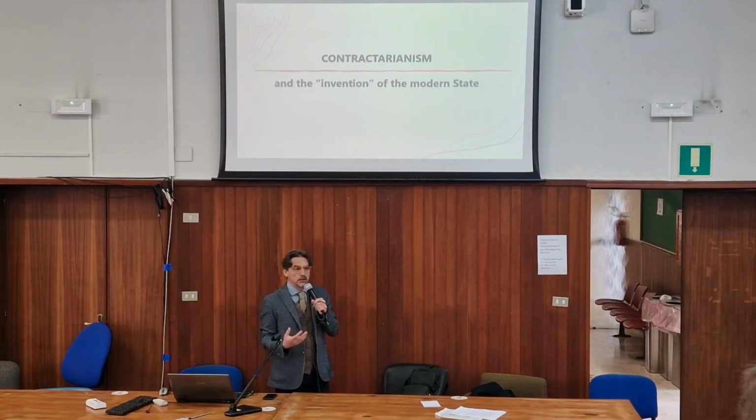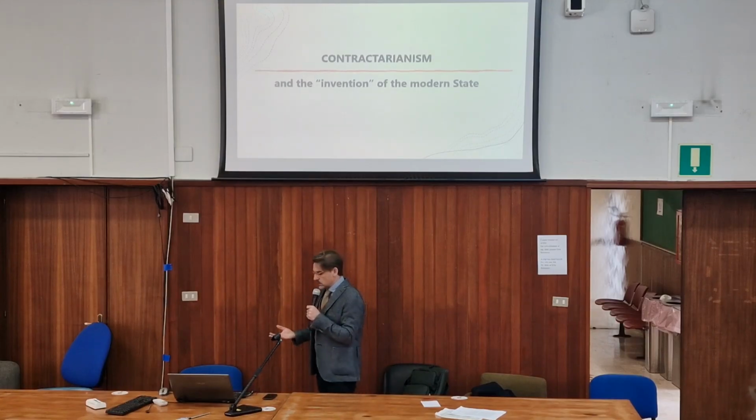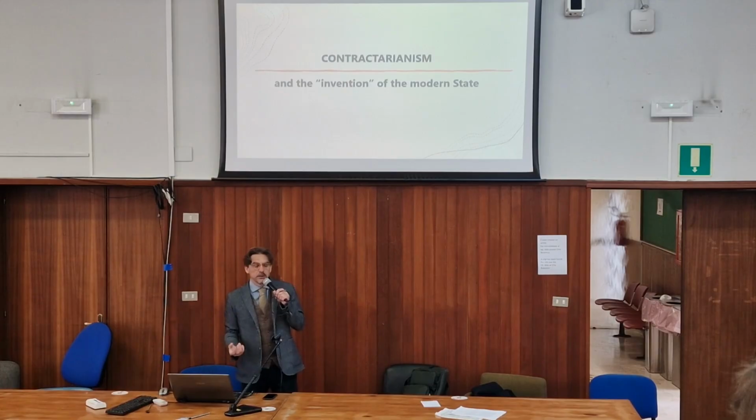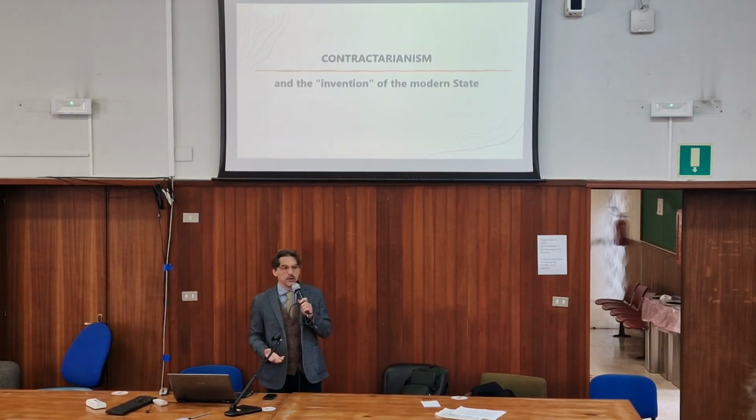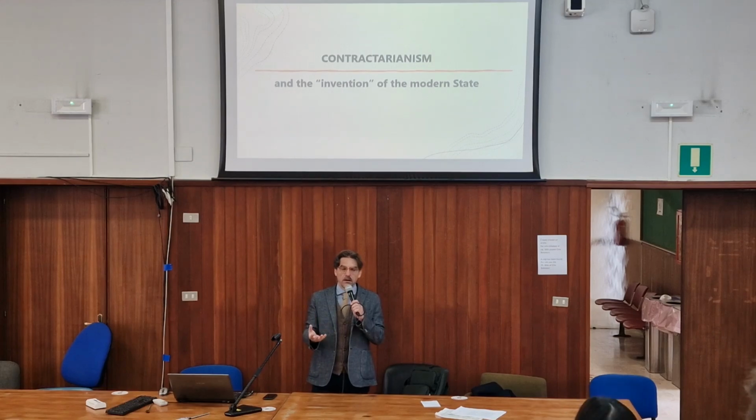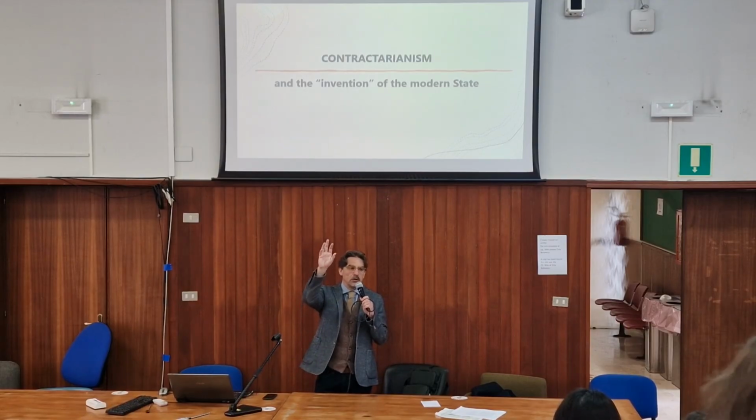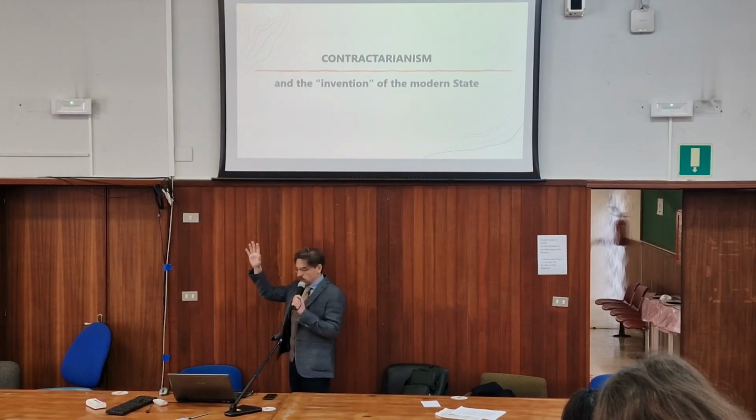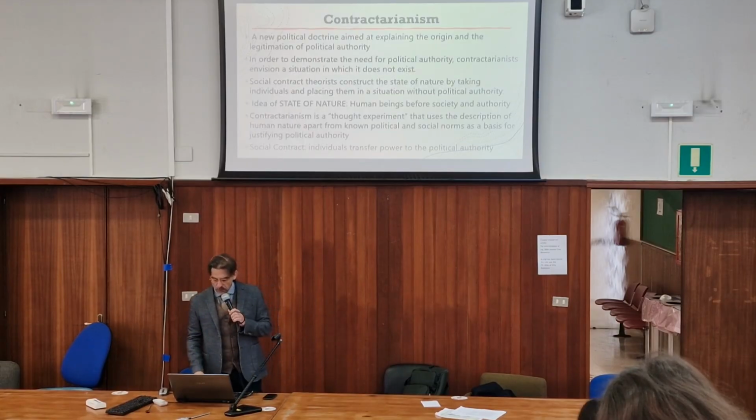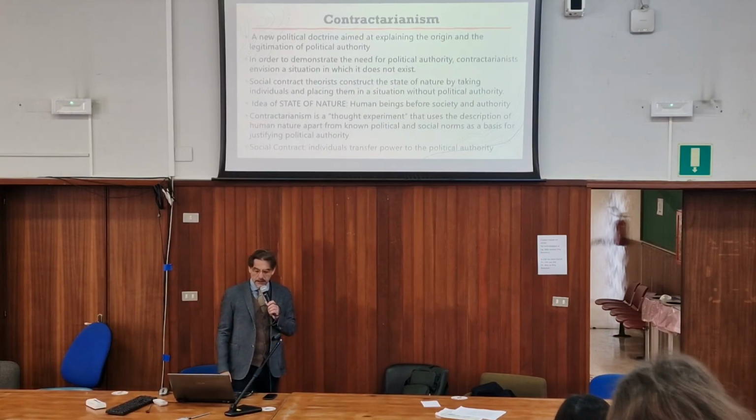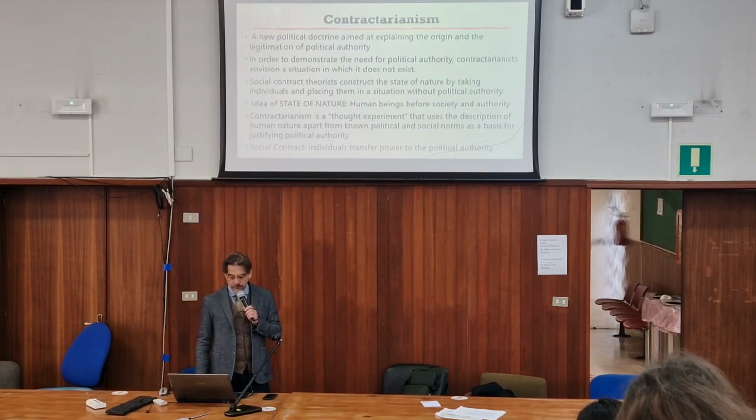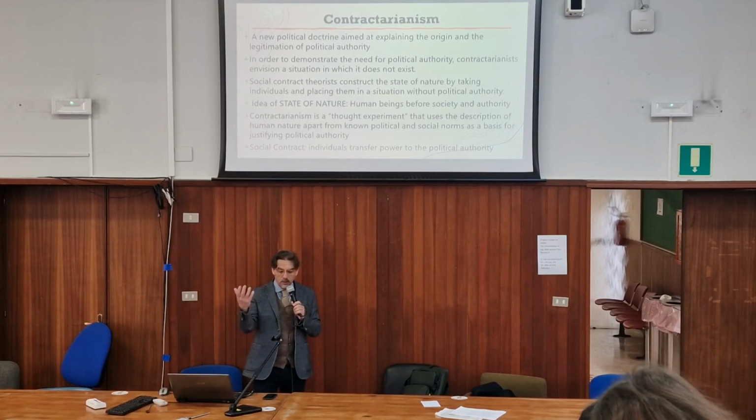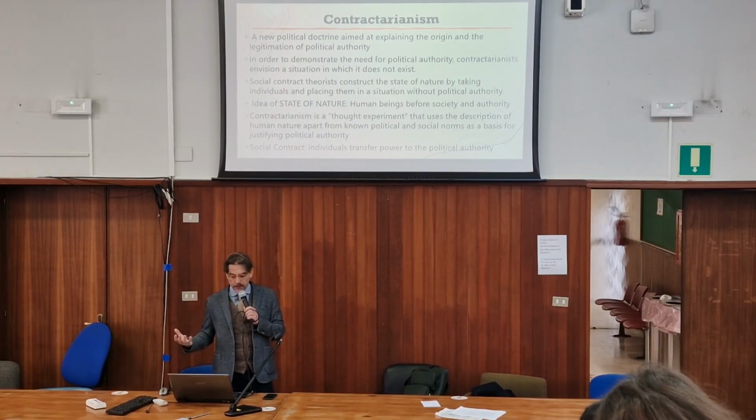And so this is how the theory of the social contract started. The theory of the social contract is still the foundation of the states in our days. We think that the state is a social contract between the population and the authority, in which the population gives sovereignty to the state. We will come to this concept soon. So, contractarianism is a new political doctrine that came up in the years of the religious wars that wants to explain the origin and the legitimation of political authority.